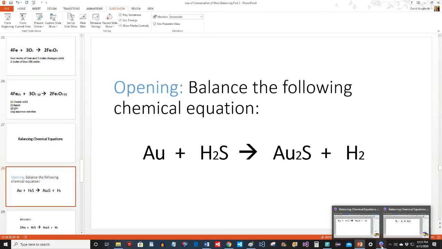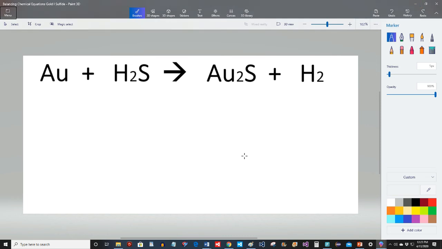You need to solve something like that on paper. So the first thing you need to do is take an inventory of what you have. And you need to write down that there's gold, there's hydrogen, and there's sulfur.